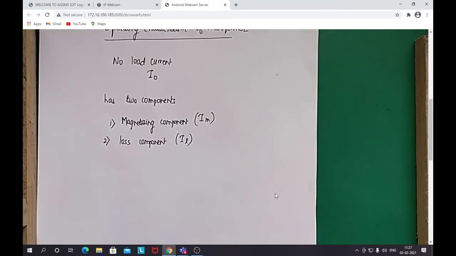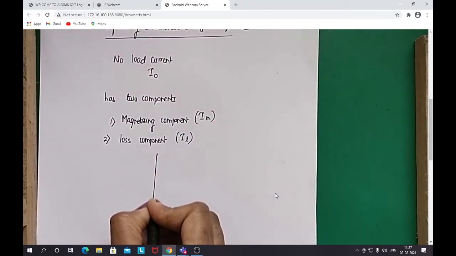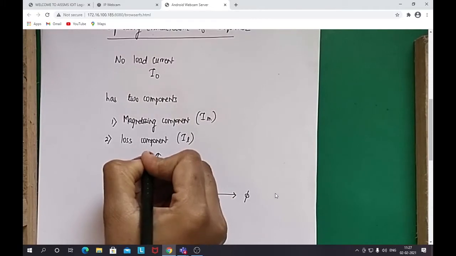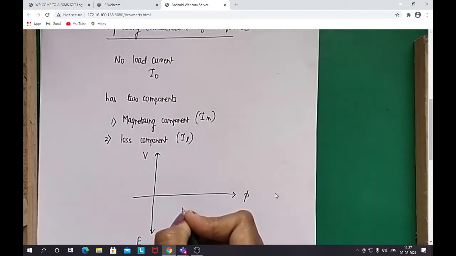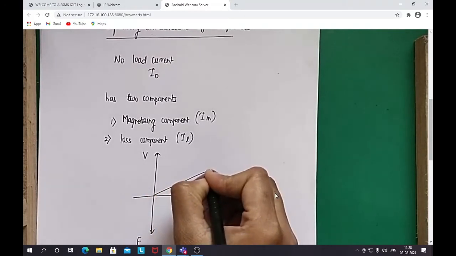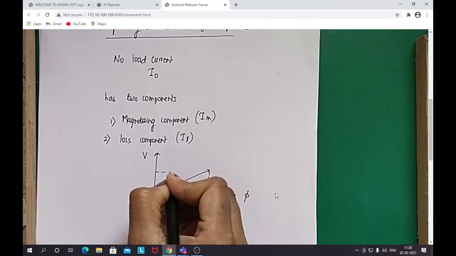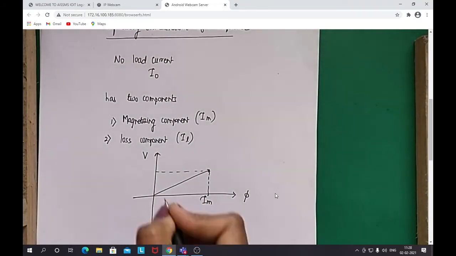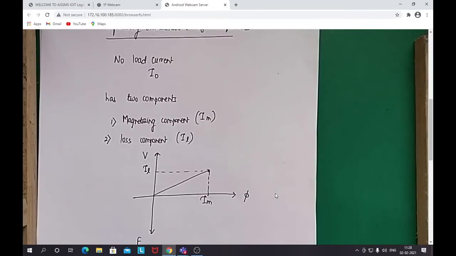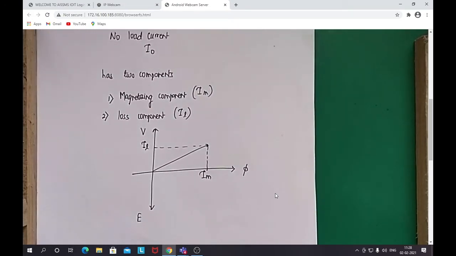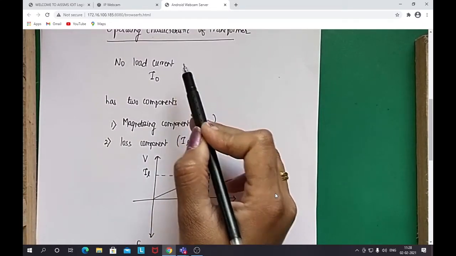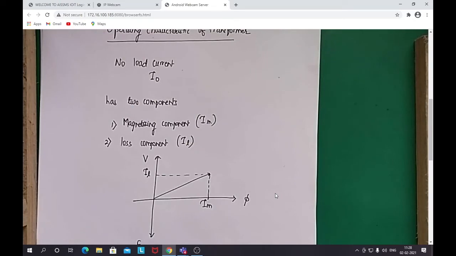If you want to draw a phasor to show the no load current, we generally represent it like this: this is the flux, this side we have the voltage, this is the EMF. The magnetizing component is on the x-axis and the loss component is taken on the y-axis, which is known as the IL. So today we'll be seeing the calculation, or the derivation, for the no load current for three-phase transformers as well as for single phase transformers.